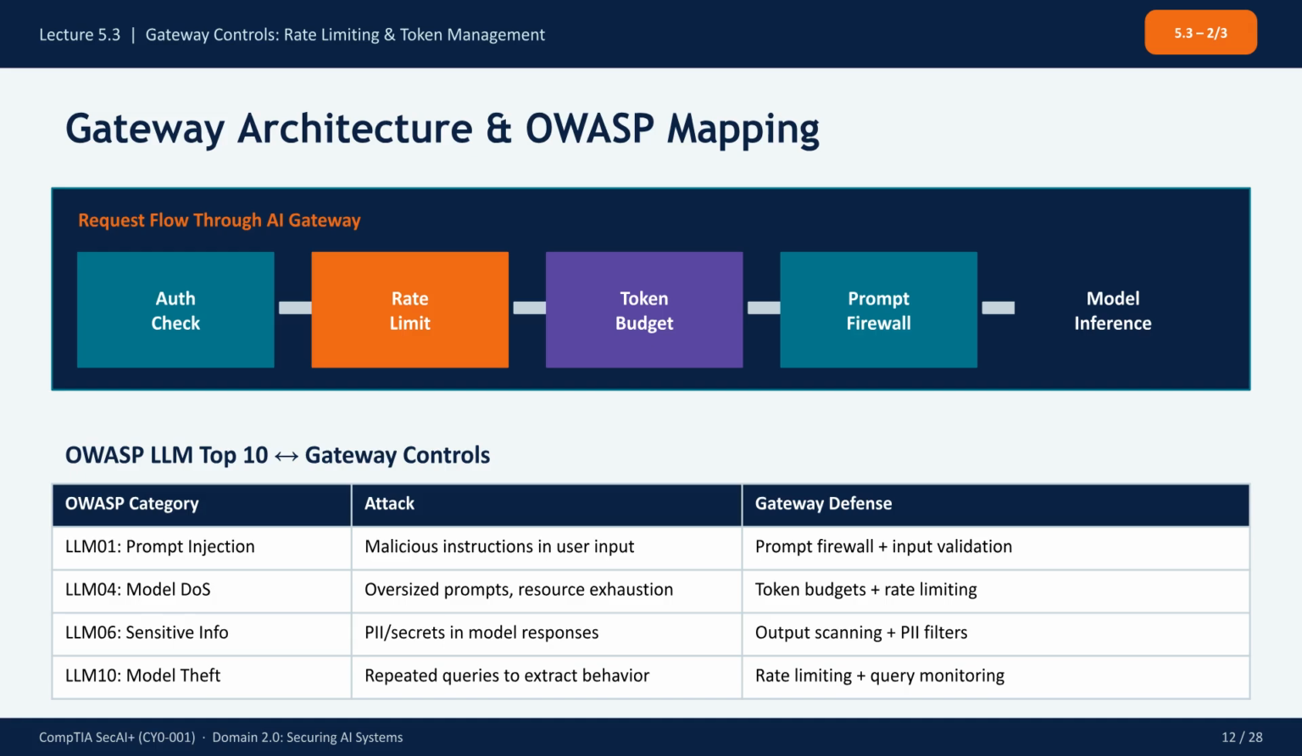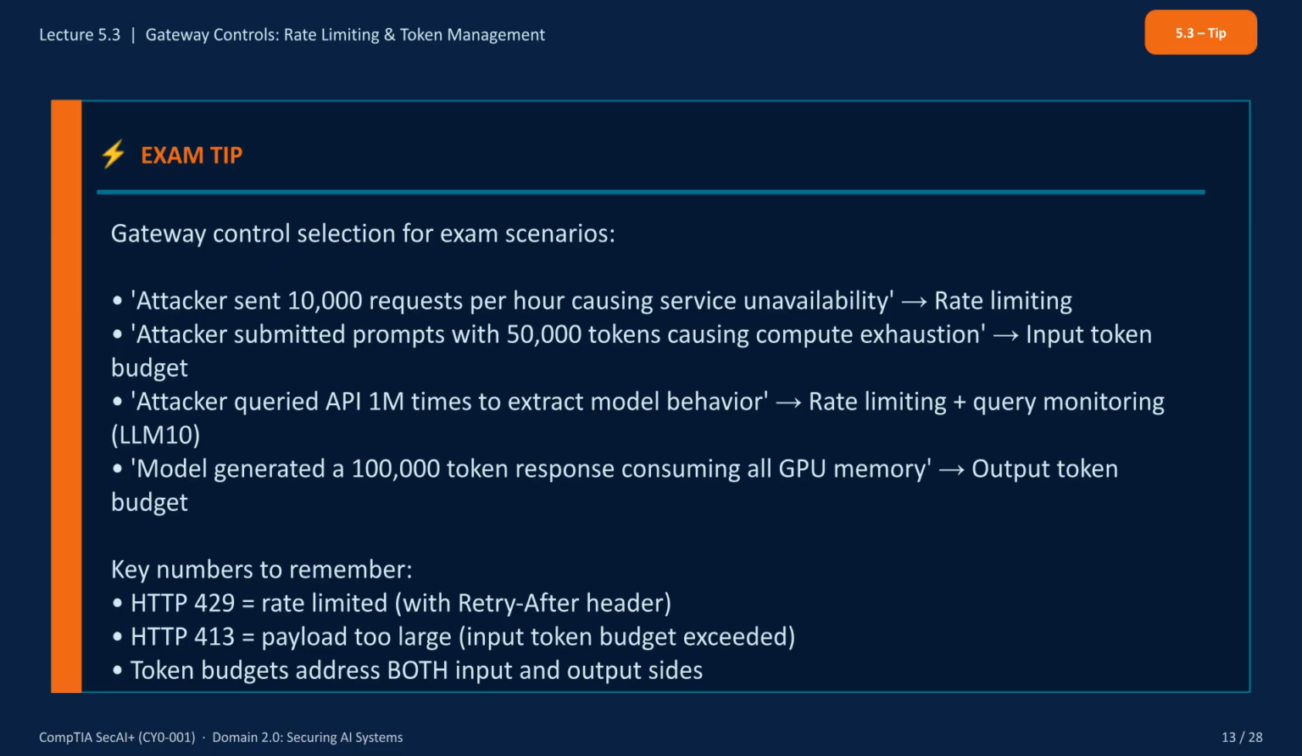This OWASP mapping is a reliable exam pattern. When the exam describes an attack, identify the OWASP category, then match it to the corresponding gateway defense. Let us move to the exam tip before discussing how to test all of these controls. Here are the gateway control exam patterns.